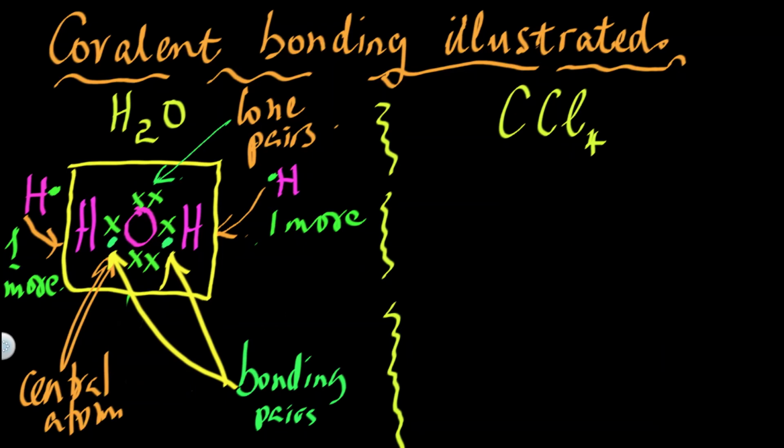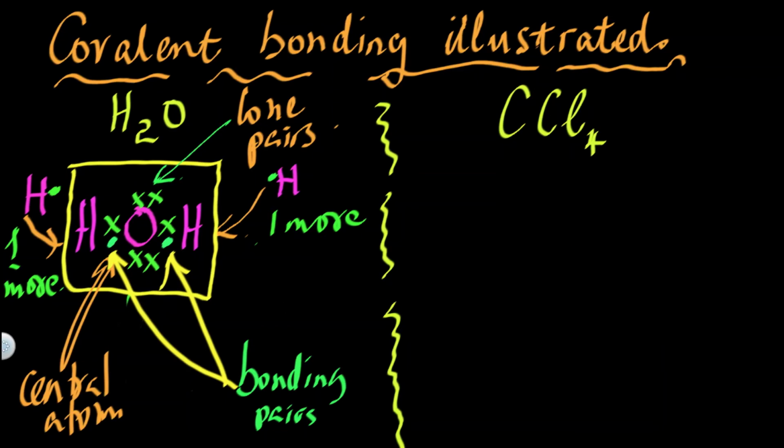Remember, we say sharing is caring. So this is an amazing example of sharing being caring, because it brings stability to both oxygen and hydrogen. This is how covalent bonding occurs in water, and this is why we write it as H2O. We have two hydrogen atoms covalently bonded to one oxygen atom.